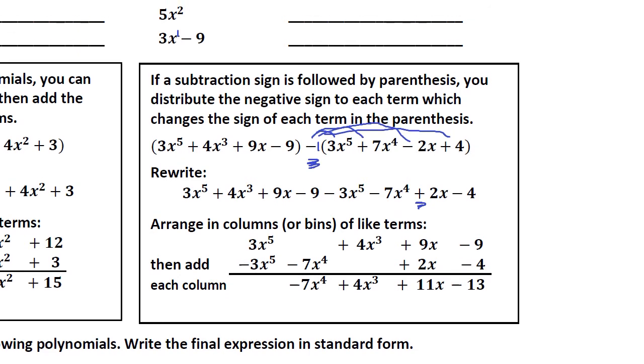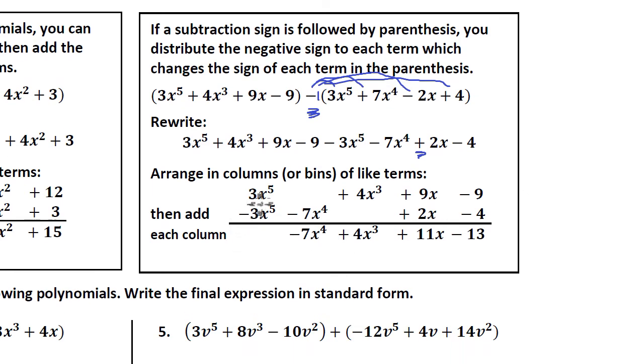So now take a look, vertical method. We're going to take all the highest exponents, line them up. We got 3x to the 5th and negative 3x to the 5th. Line up all the exponents, line up the constants. Once you line these up, all you have to do is look at the coefficients. This is 3 minus 3 is 0. That means there is no term with x to the 5th.